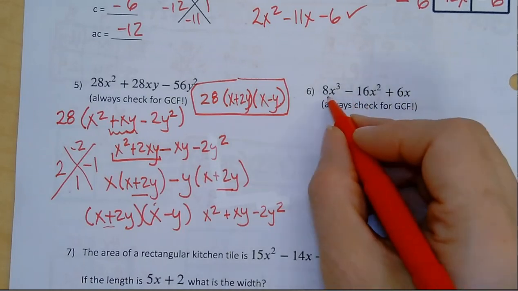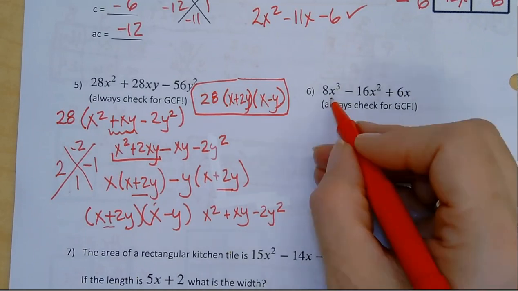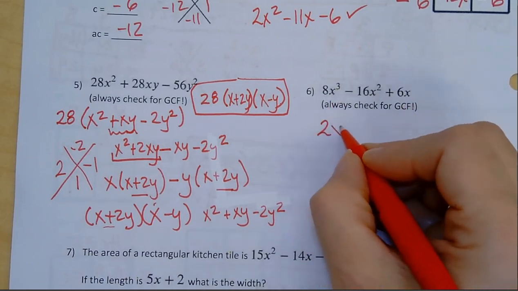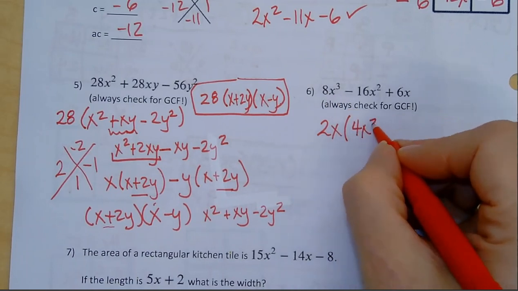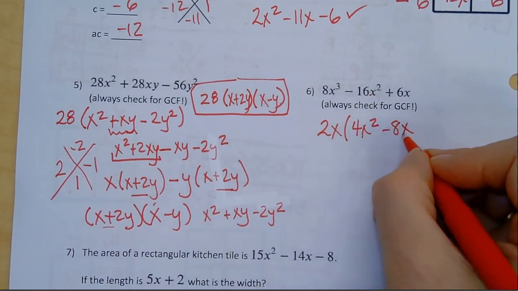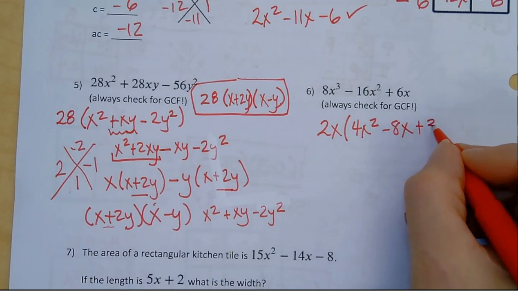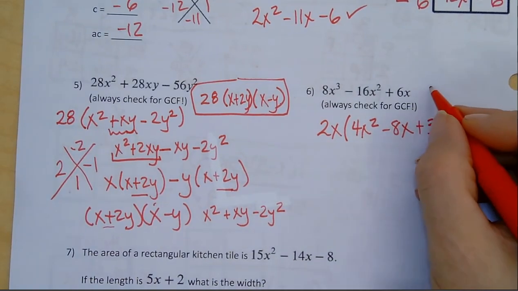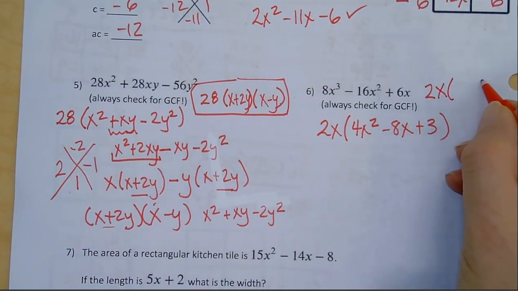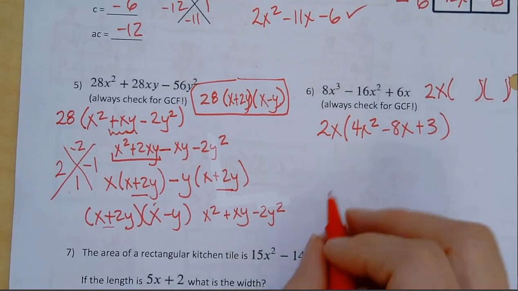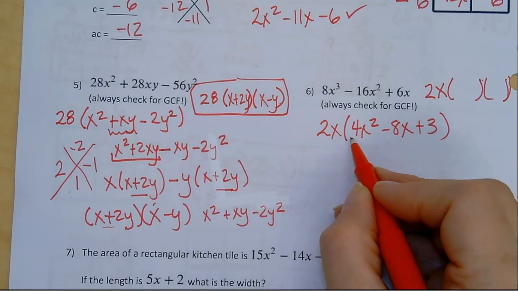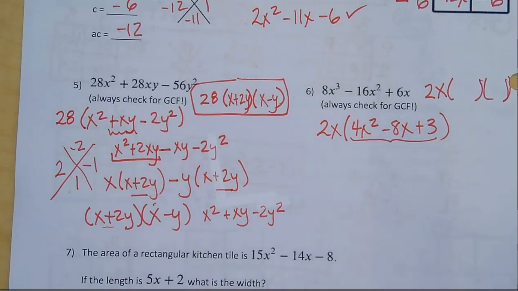I can pull 2 out of each of those coefficients, and I can take the variable x out. So I'm going to say 2x out of there. I'm left with 4x squared minus 8x plus 3. Okay, so if you want to start your answer now, you can. Of course, I'm going to be out of room there, so I'm just going to factor just the trinomial right now.